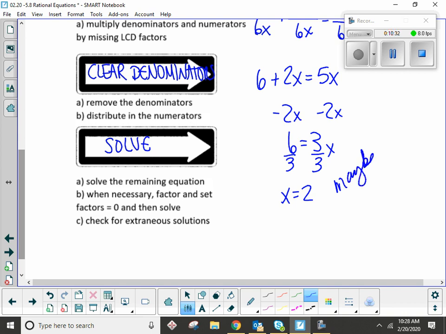maybe, perhaps, it's possible. Yes, because we have to be sure that that solution doesn't do what to any of the denominators? Mess it up. How does it mess it up? Make it a 0. So you have to figure out what your extraneous, what your excluded values are. So that's this step right here. Check for extraneous solutions.